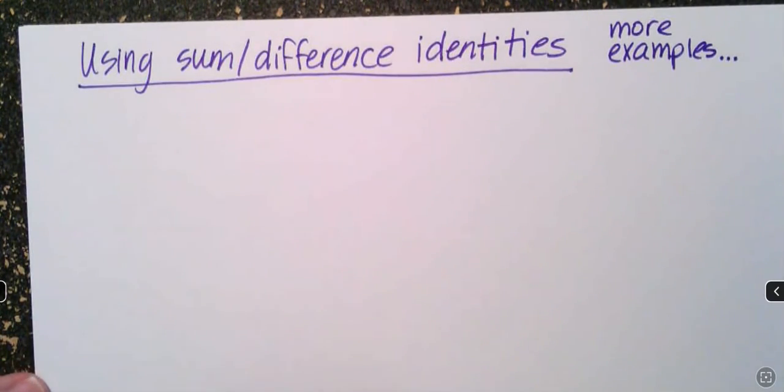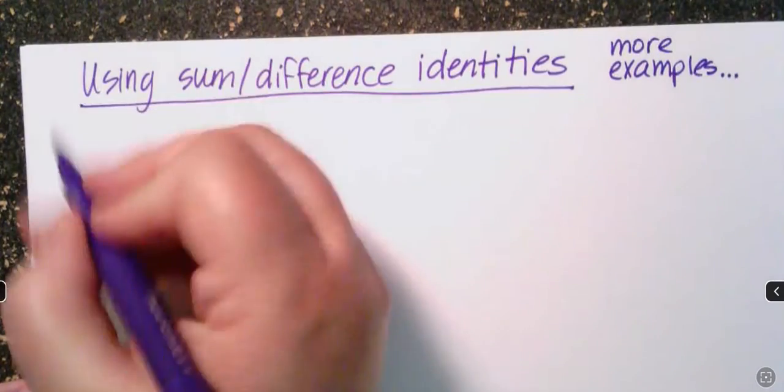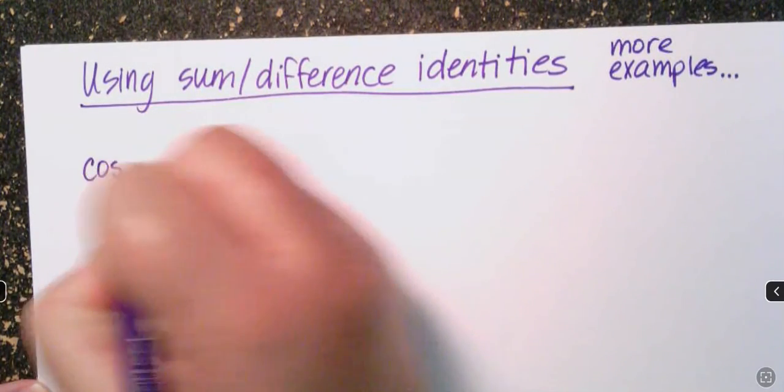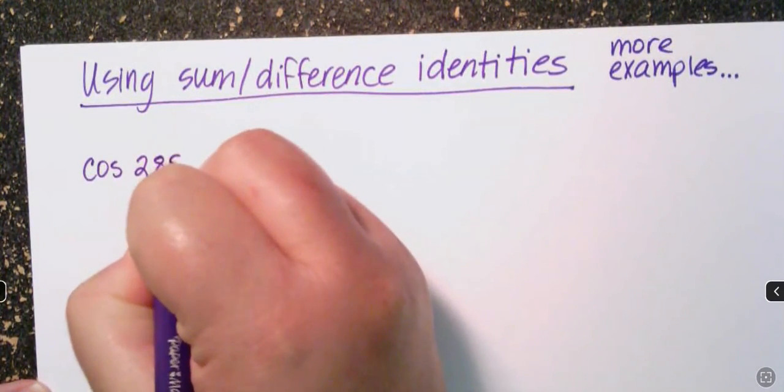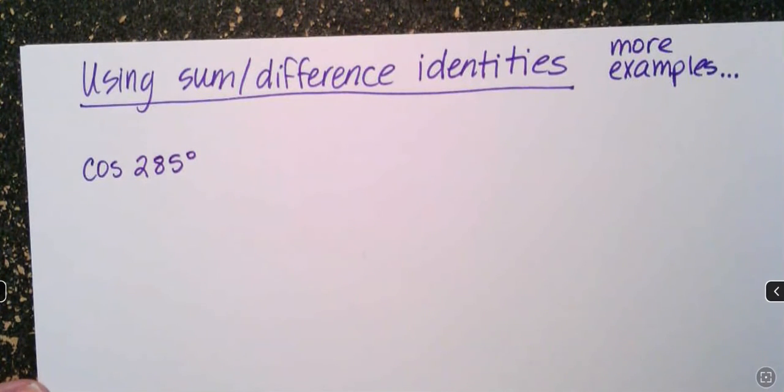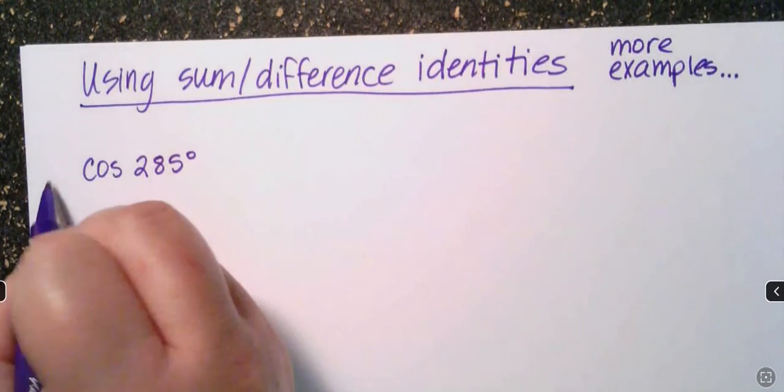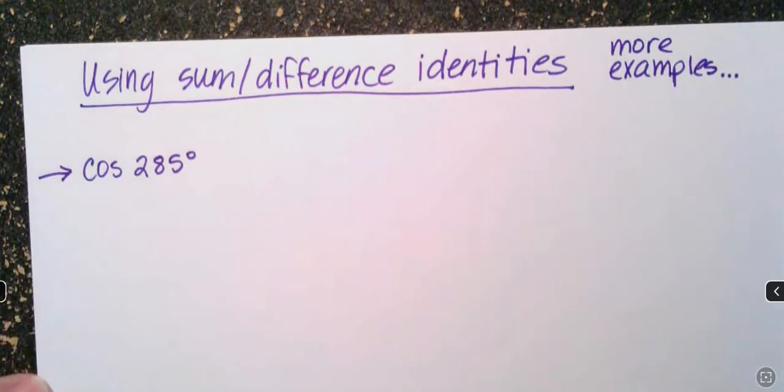Next question I want to look at here, and I am going through the test review for the Unit 4 test for my pre-calc students right now. So this is a problem from the test review, not necessarily in the same order they see it on their page. So here's the first one, cosine of 285.